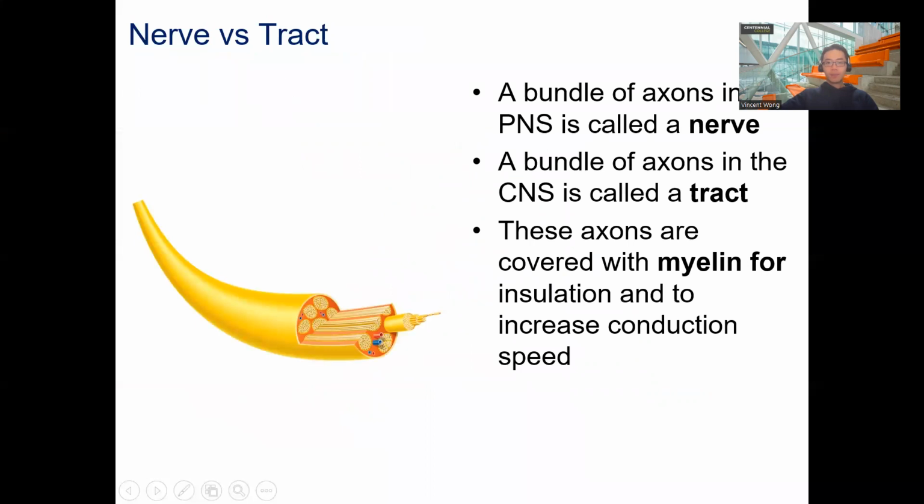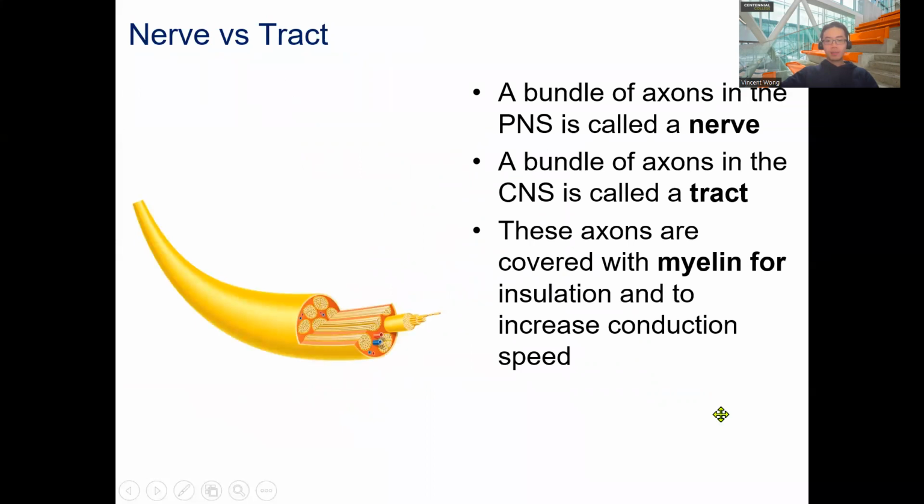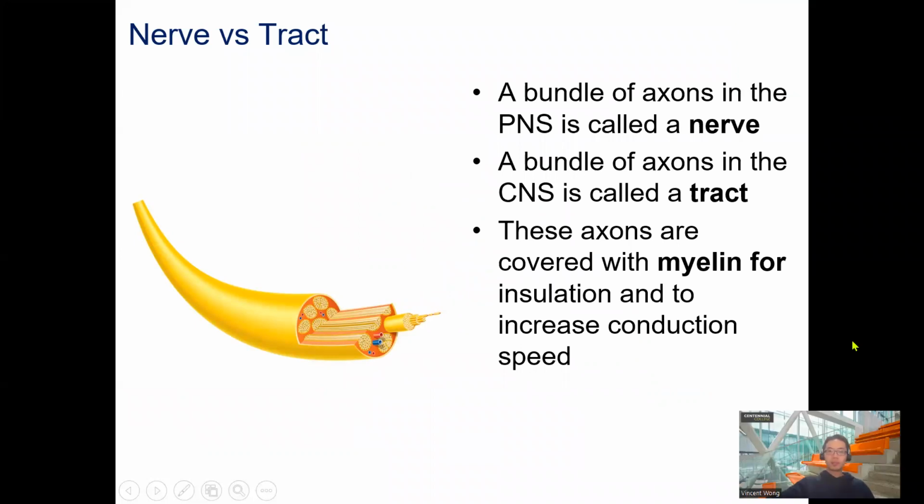So we're just gonna learn some names of how we call different things. I already told you earlier, right? CNS, the central nervous system, that's the brain and the spinal cord. Everything else that's outside of the brain and spinal cord, we call it the PNS.